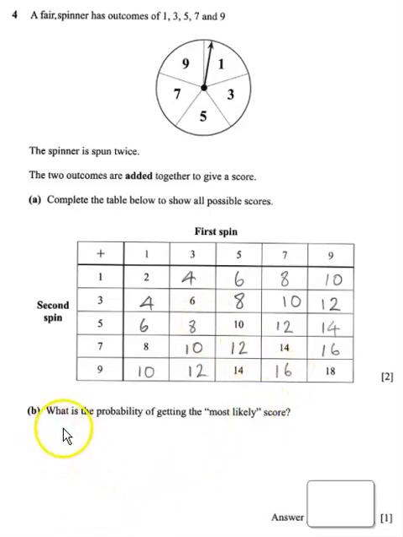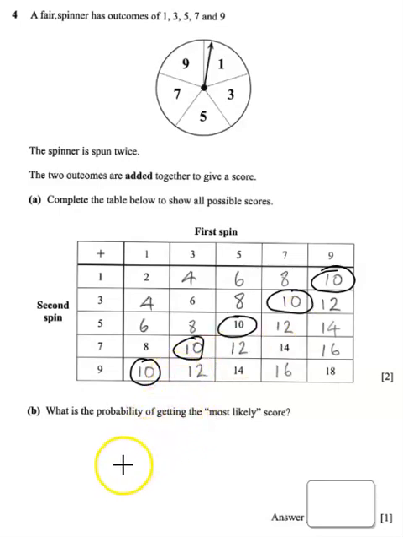For part B, it says, what is the probability of getting the most likely score? If we look here, 10, 10, 10, 10, and 10 there. That happens more often, so that's the most likely. And you can see that that is 5 numbers, and that's 5 numbers out of the 25 numbers we have together there.